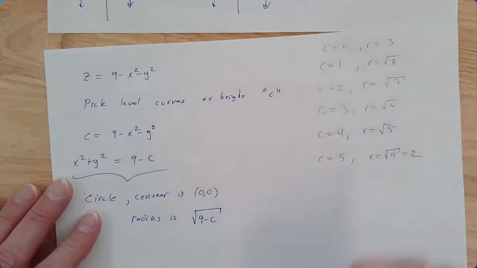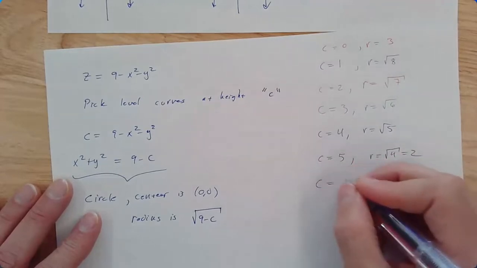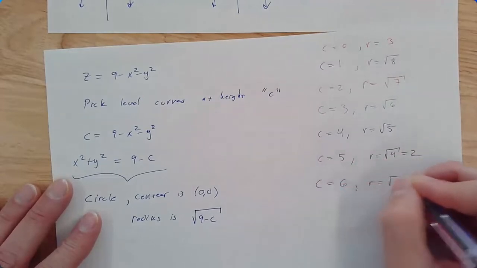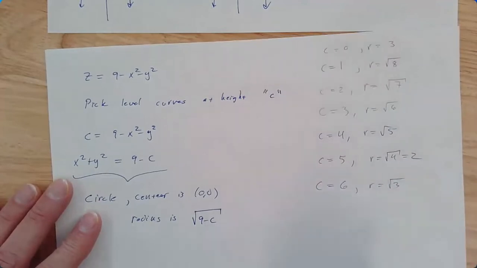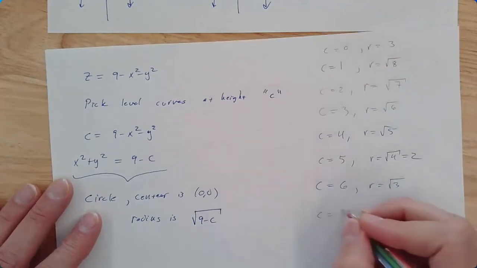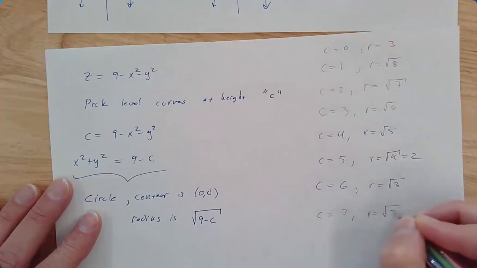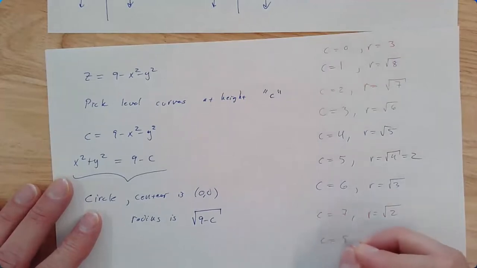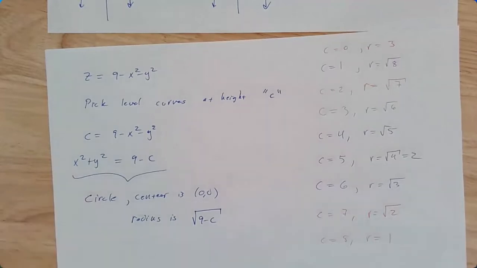And we keep going. For C equals 6, the radius is the square root of 3. For C equals 7, the radius is the square root of 2. And finally, for C equals 8, the radius is the square root of 1. Kind of hard to see.